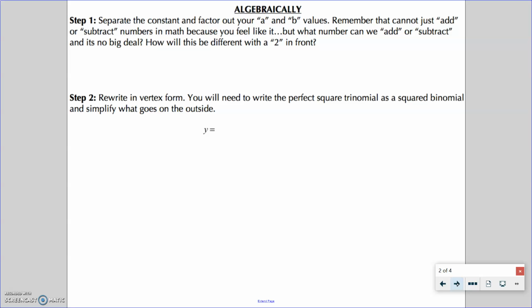All right, so algebraically, what I want to do is do that same exact question. So separate the constant and factor out your a, b values. Remember, you can't just add or subtract numbers in math because you feel like it, but what number can we add or subtract and it's no big deal? 0. So how will this be different with a 2 in the front? So here's what I mean by that.